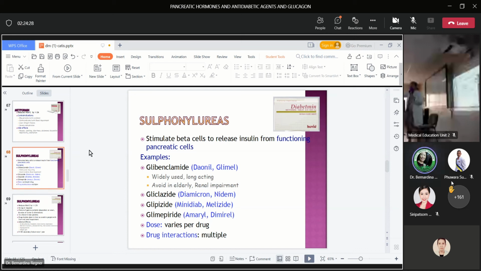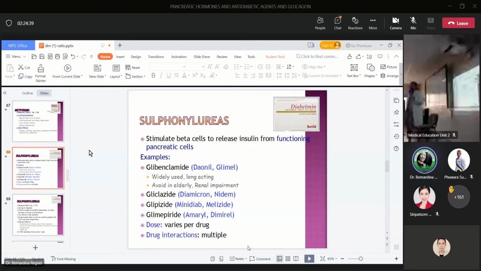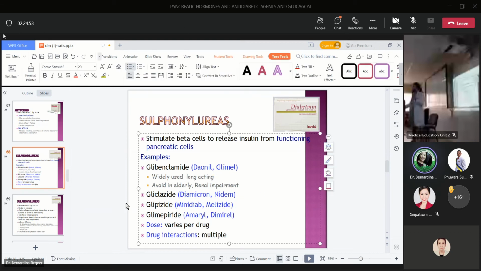Okay, sulfonylureas, they are insulin secretagogues. It will stimulate beta cells to release insulin from your functioning pancreatic cells. Examples: glibenclamide, marketed as Daonil, Glymil, widely used. These are long-acting. You should avoid this in the elderly or in patients with renal impairment. Then gliclazide, marketed as Diamicron or Nidem, glipizide, Minidiab or Melizide, glimepiride, Amaryl or Dimarel.